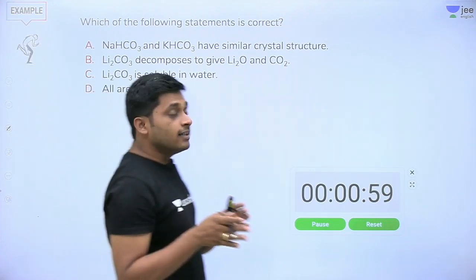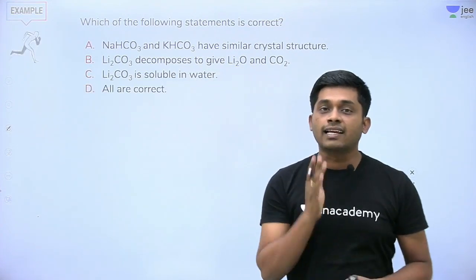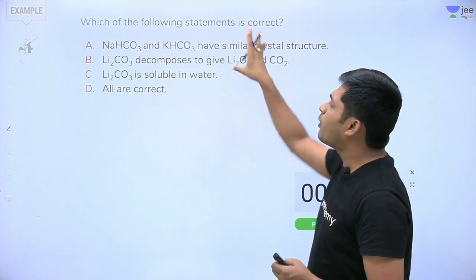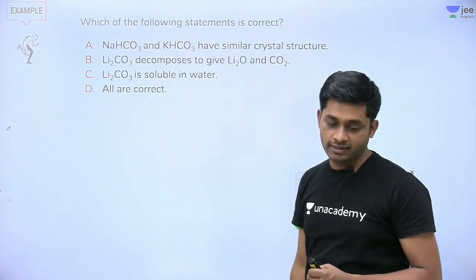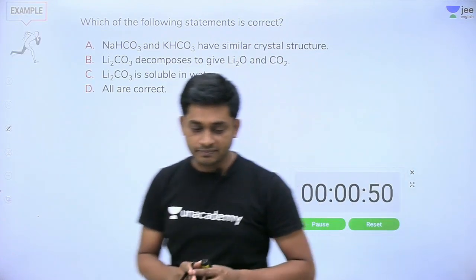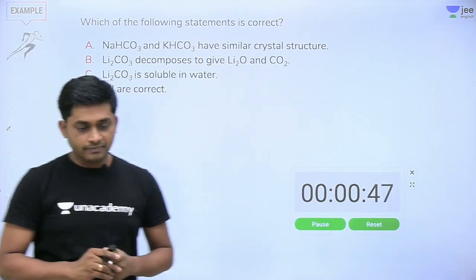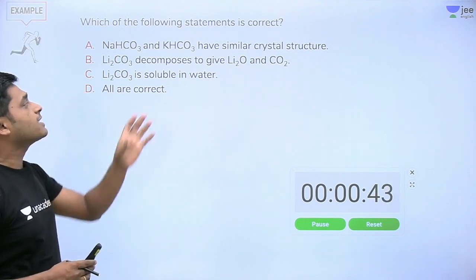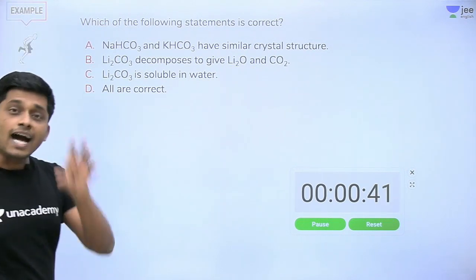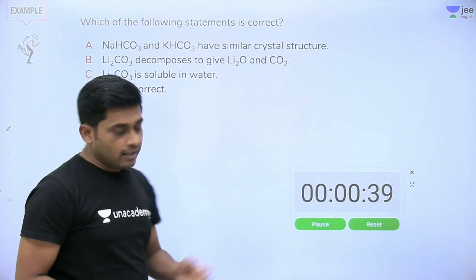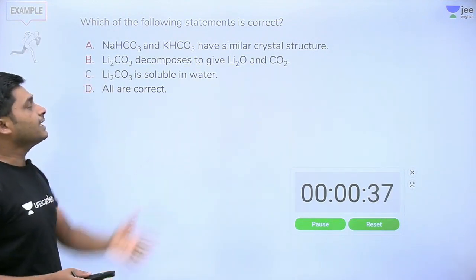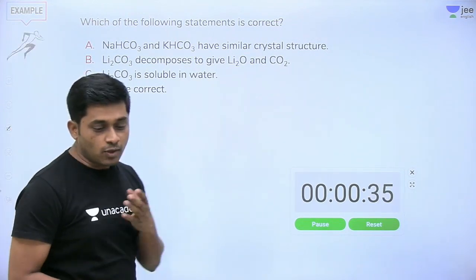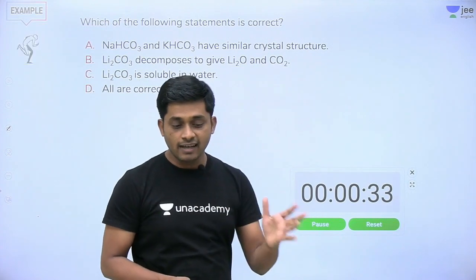and if you are revising alkali metals and alkaline earth metals, all these points we have to read. Very good points here, right? Let us solve this question now. Sodium bicarbonate, potassium bicarbonate structure, and in carbonates what is the exception? And here lithium carbonate solubility. What happens to the solubility trend, whether it increases or decreases?